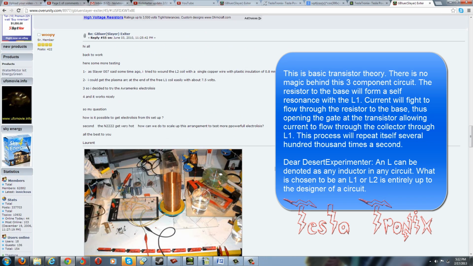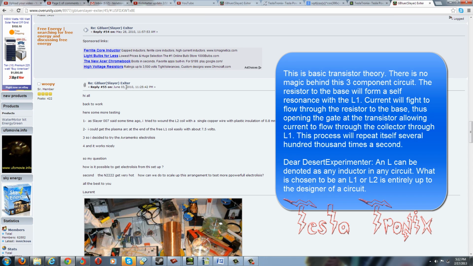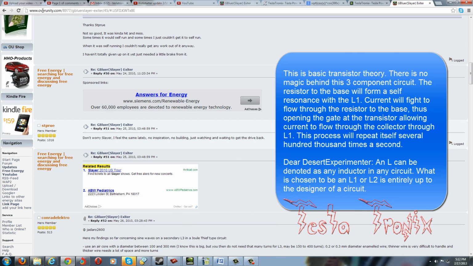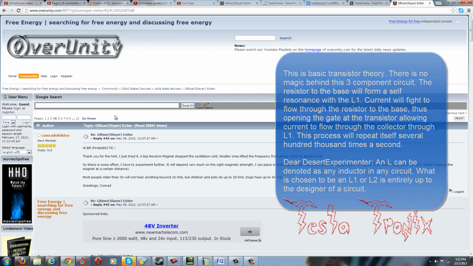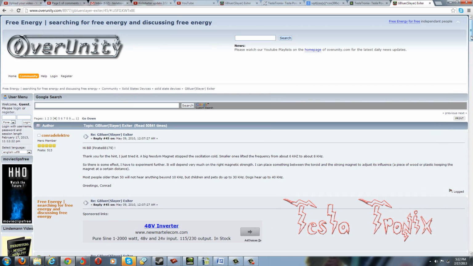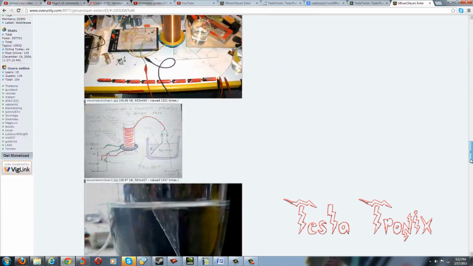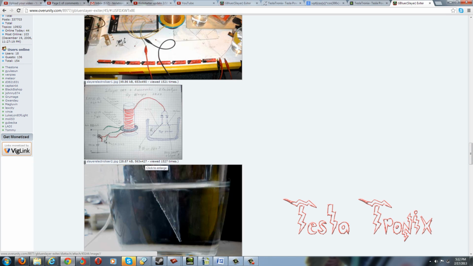This is the first instance that I can see this circuit appearing on the internet, or at least similar to what I'm using, dated June 3rd, 2010, by the user Wompy under the overunity.com forum under GBewers Slayer Exciter. So if we scroll down here, we see the simplified one resistor, and that's actually a capacitor, and then we have the transistor here.